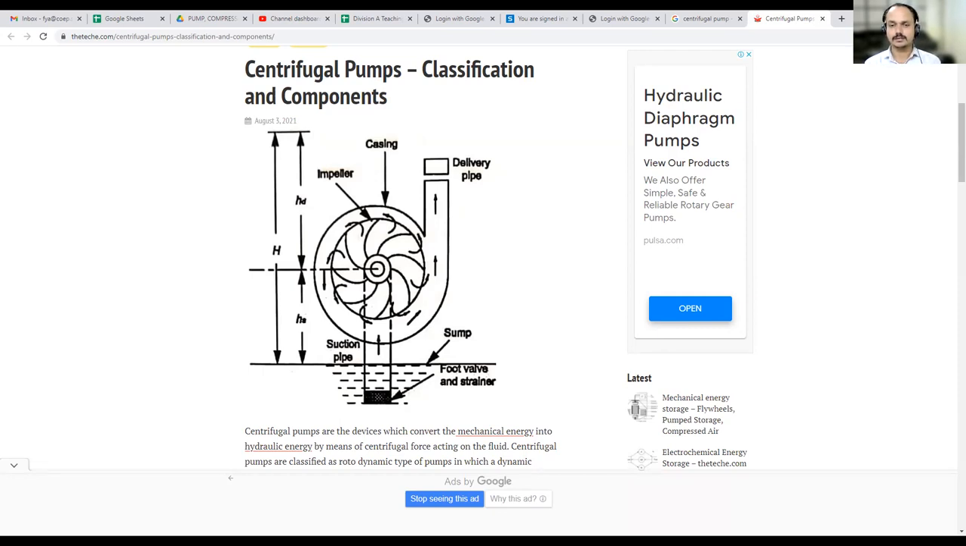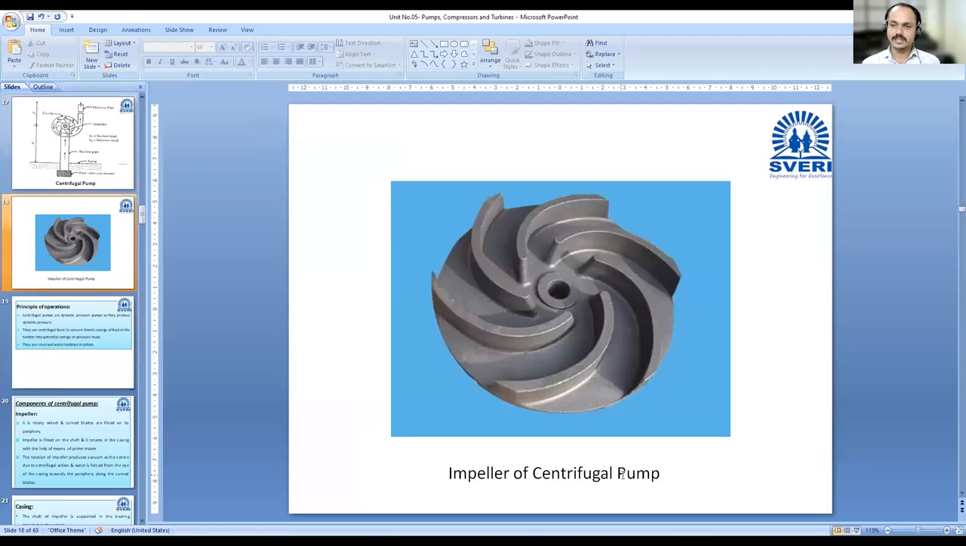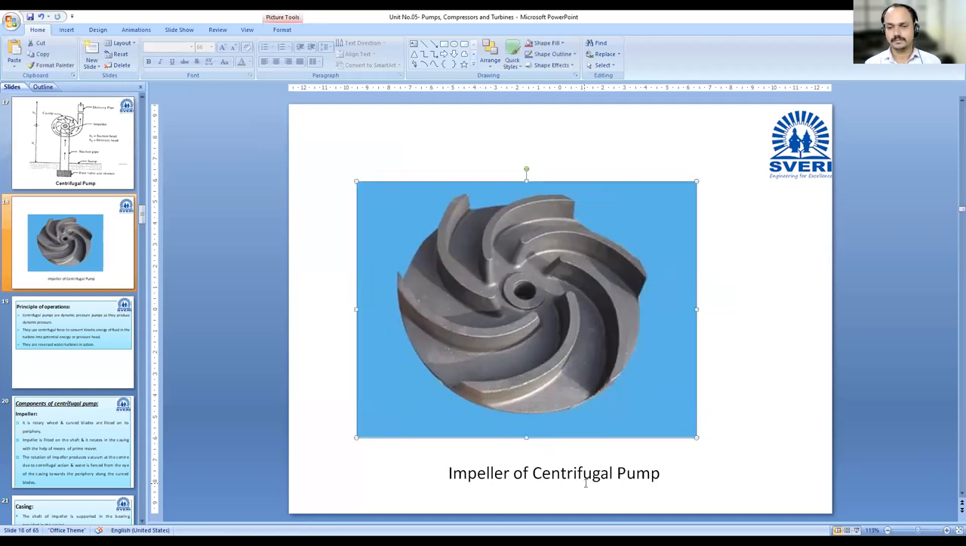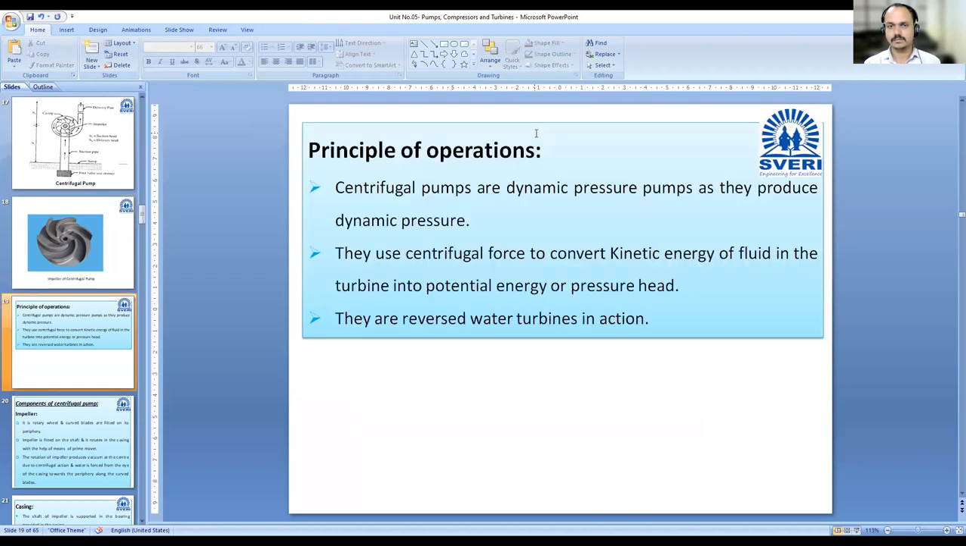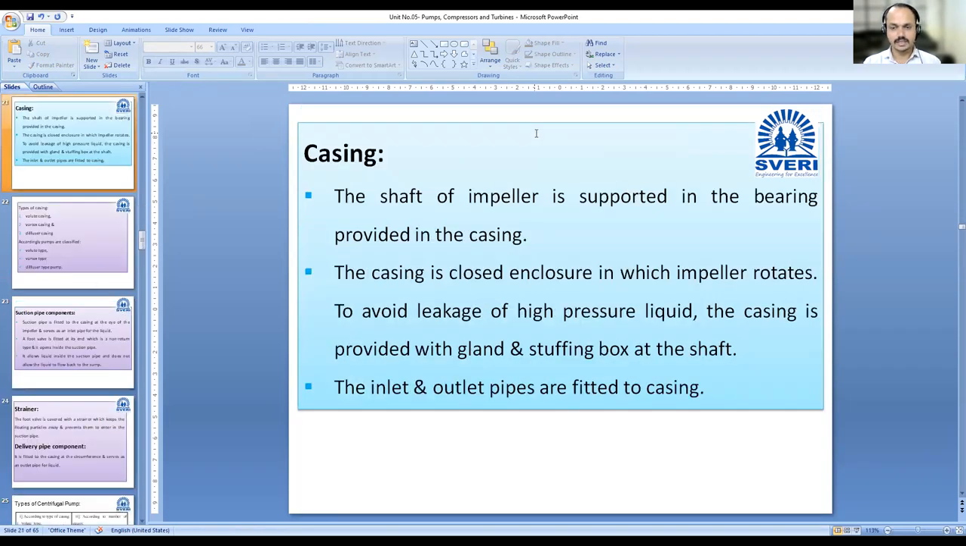Okay. I will stop this sharing and we will open our slide. So this one is the impeller of centrifugal pump. Okay. So what are the principles of operation? Centrifugal pumps are dynamic pressure pumps as they produce dynamic pressure. Actually, this part we have seen at the time of the impeller. Then components of the centrifugal pump, I think I have explained the centrifugal pump in the previous lecture to your division. Yes, sir. Okay, construction and working also.